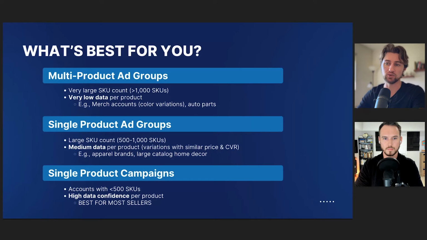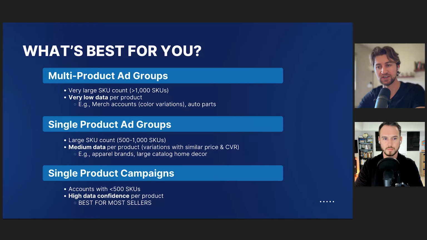In those cases, it can really help to roll up and aggregate those metrics and clicks around just a fewer number of targets. And so you may opt to roll up and have many products within a single ad group. The same can be said for auto parts, auto accessories, which can have just enormous catalogs.